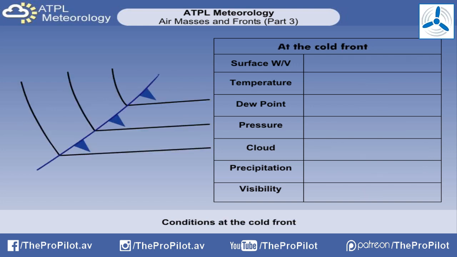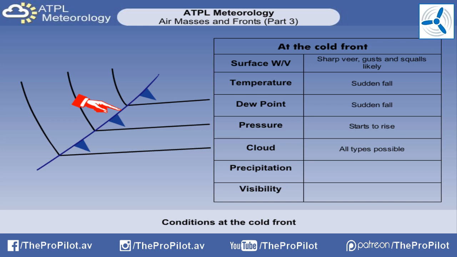At the cold front, the wind will veer sharply with gusts and possibly squalls. The temperature will usually fall. The dew point will suddenly fall. The pressure will start rising. The cloud will be low but start changing in character. Precipitation will be moderate with heavy bursts and perhaps thunderstorms. The visibility will be poor in the precipitation but quickly show signs of improving.